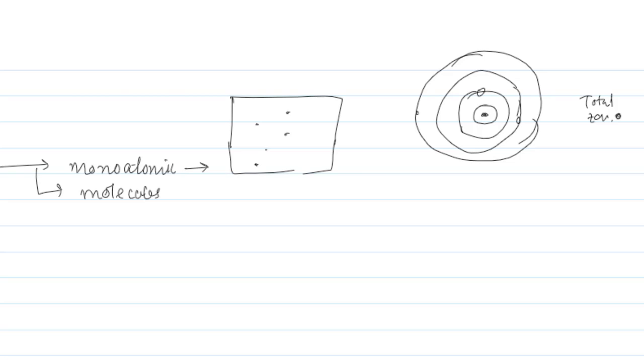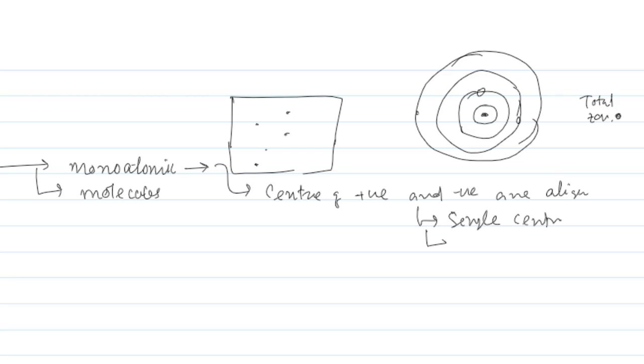So in this case, what is happening? The center of positive charge and the center of negative charge are aligned, or there is only a single center. You can also say the two centers are coinciding.